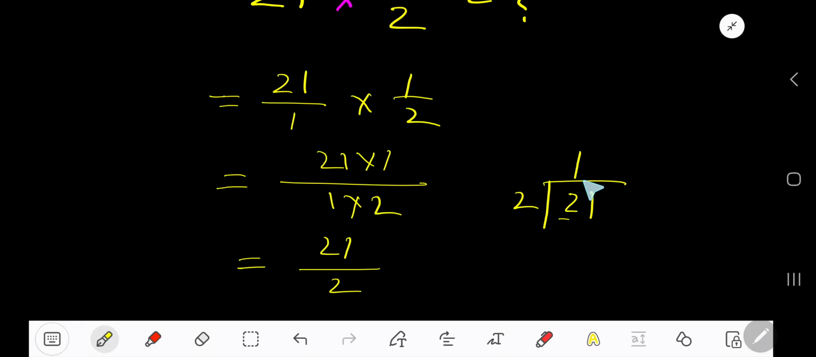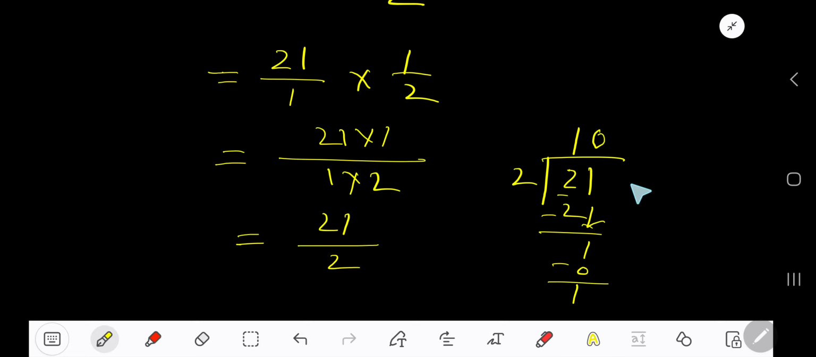2 goes into 2 one time. 2 times 1 is 2. Subtract, you get 0. Bring down this 1. 2 goes into 1 how many times? Actually 1 is less than 2, so 0 times. 0 times 2 is 0. Subtract, you get 1. Okay, this 1 is the remainder now.